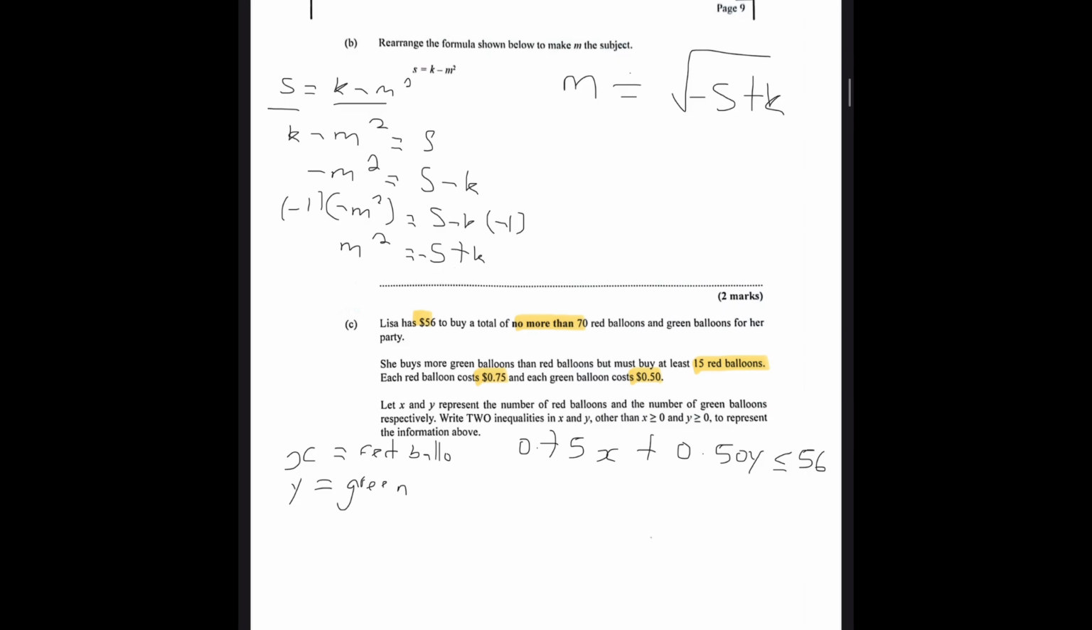That's one inequality. The next inequality is that the number of red balloons plus the number of green balloons must be less than or equal to, since they told us the total of red and green balloons will be no more than 70. So it will be less than or equal to 70.